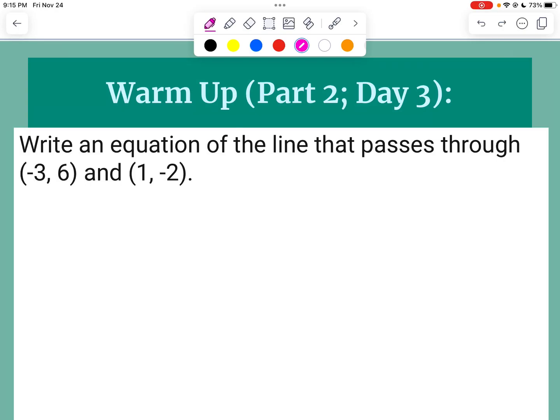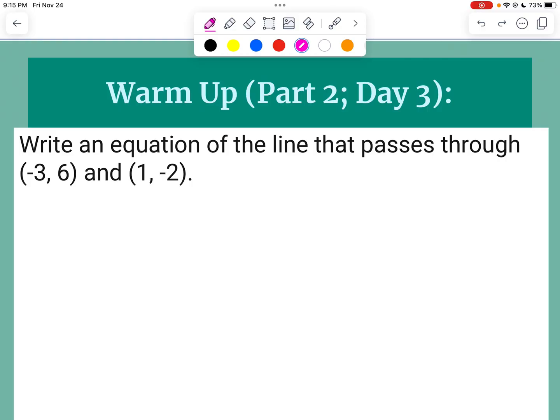Welcome back. So we have made it to day 3 of 4.3 part 2. We're going to split up this day into 2 parts. First part, we're going to focus on equations, and then we're going to focus on word problems for part 2, or the second video.